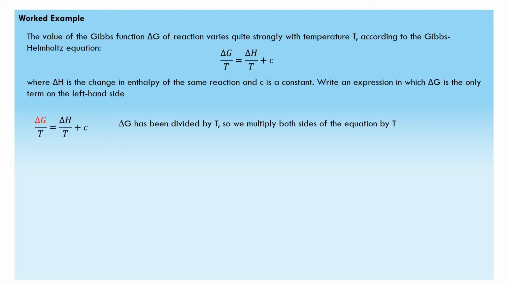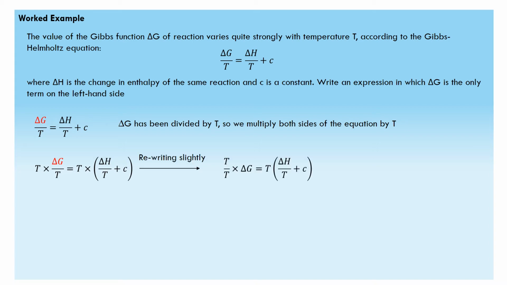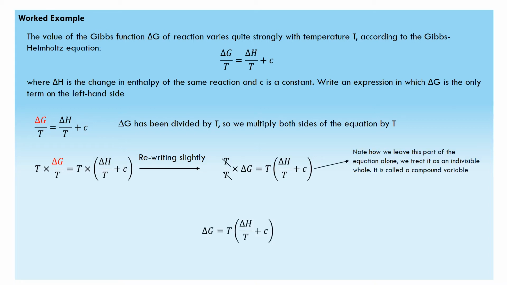So again, we think about the kinds of operators that are present in this equation. And we note that here delta G has been divided by T. So we simply multiply both sides of the equation by T. And what we get is something that looks like that. Now we can rewrite that slightly as T over T multiplied by delta G. So we know that that T over T term will cancel each other out. And finally, we are left with an expression in which delta G is the only term on the left-hand side.